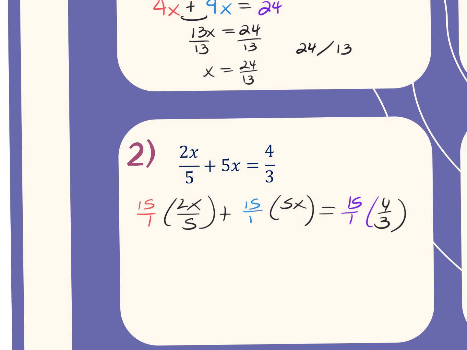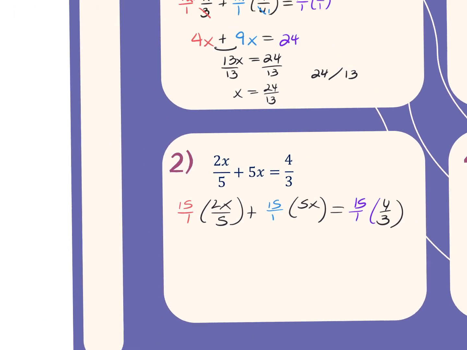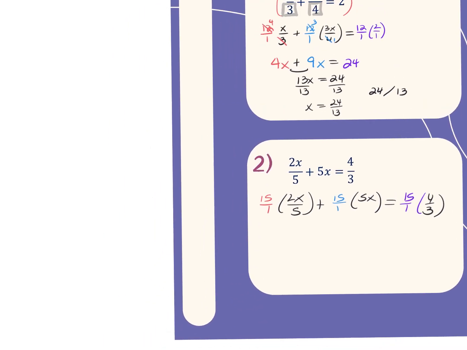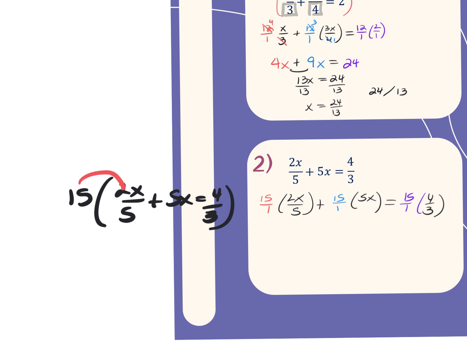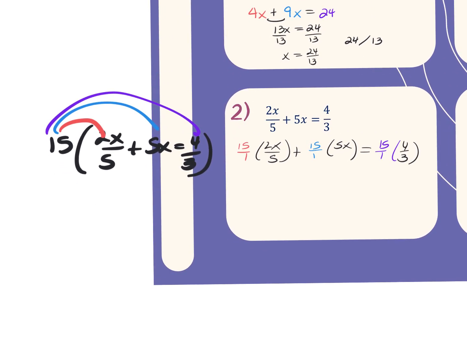Again, you don't necessarily have to do this. If you would rather just show that you're multiplying 15 to the whole equation, and then just remember, you've got to distribute it here, here, and here, you can do it that way as well. This gives me a little visual though, so I can see what cancels.